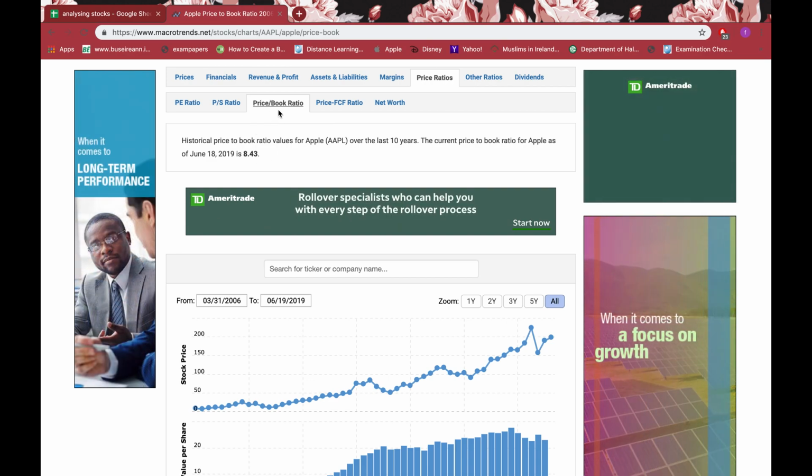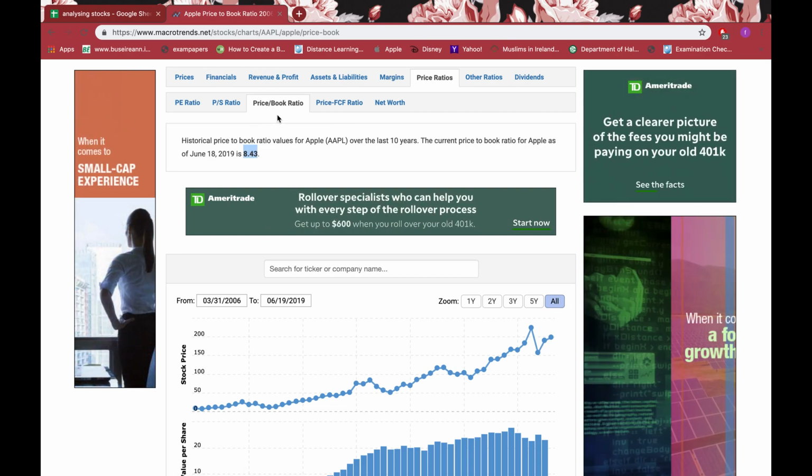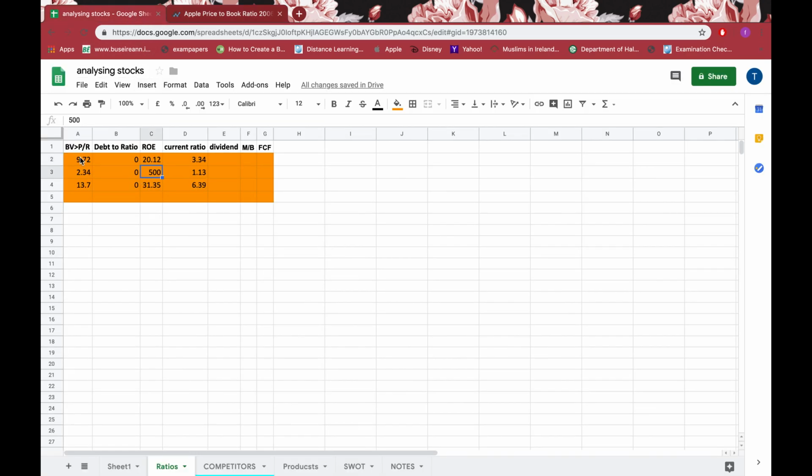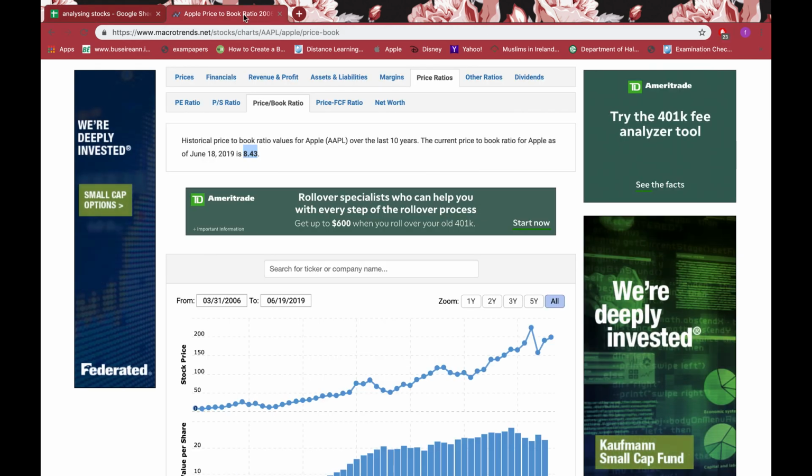For example, some ratios that I look at are the price to book ratio, the book value, the debt to equity ratio, return on equity, current ratio, dividend, the capitalization, whether it's a million company or a billion company, and the FCF. I'll explain this in detail one by one. So if the book value is bigger than the price ratio, then the stock is attractive.